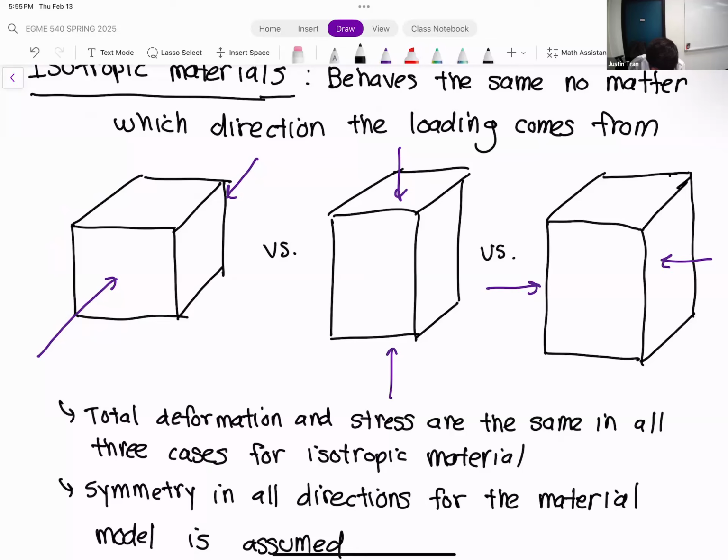So, so far in this class, we've assumed all of our materials have been isotropic because we've only defined a Young's modulus and Poisson's ratio. Generally speaking, most metals are going to be isotropic.